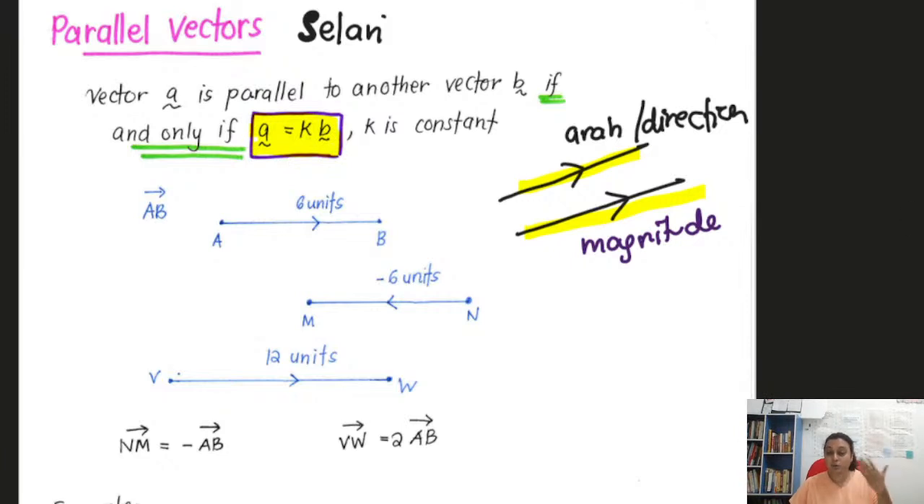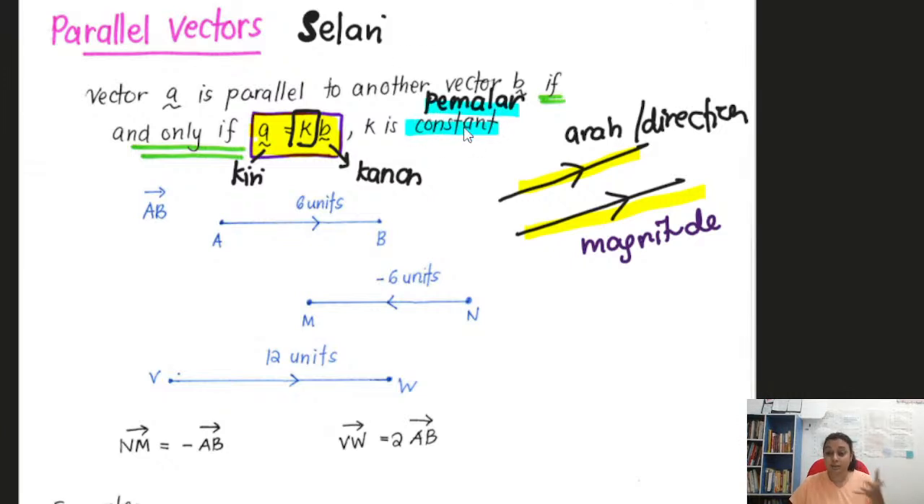Whenever you are writing parallel vectors, one vector you must write on the left hand side, another vector you must write on the right hand side, sebelah kanan. On the right side, you must have a constant, pemalar. Now, don't confuse it. Most students, when I ask what is the meaning of constant, say, teacher, it means same.